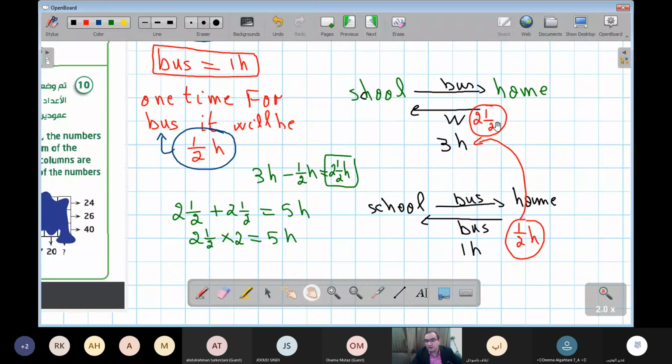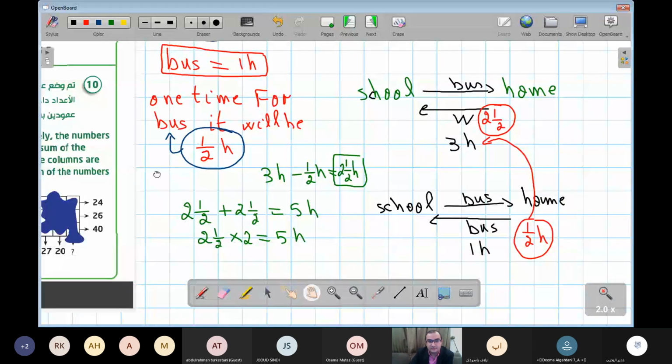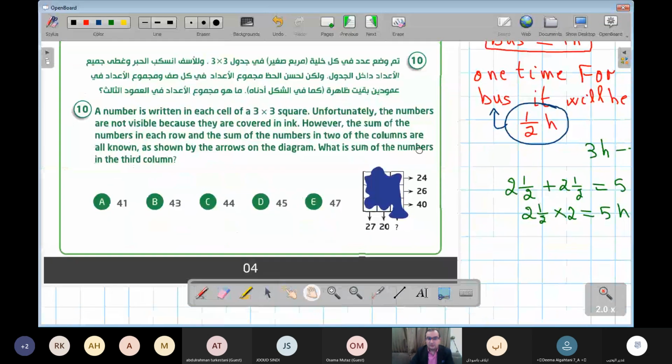So, okay. Any question? Any missing idea? Okay. The second one. Yeah. Who solves the second exercise?